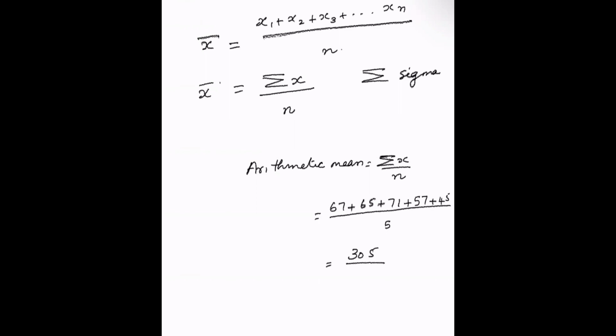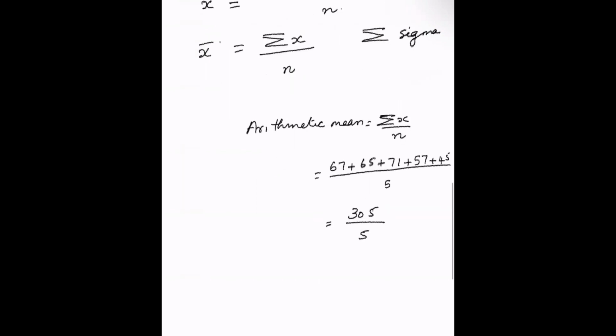305 divided by 5, and I'm getting 61 kilogram. This is the arithmetic mean.